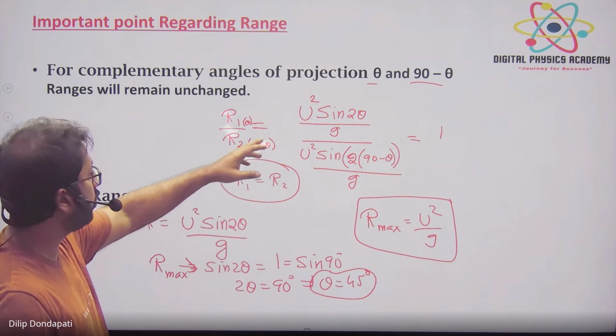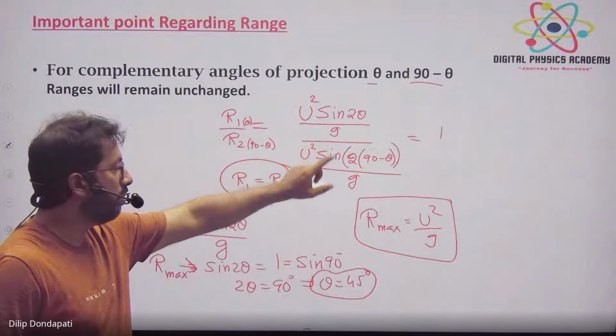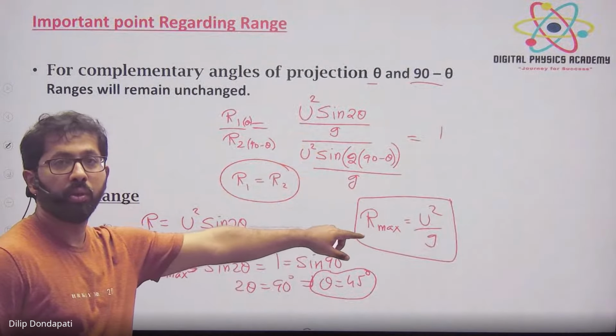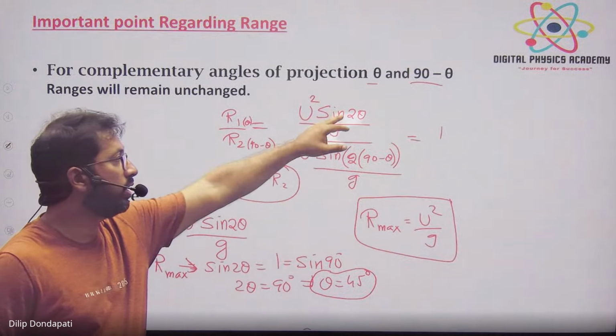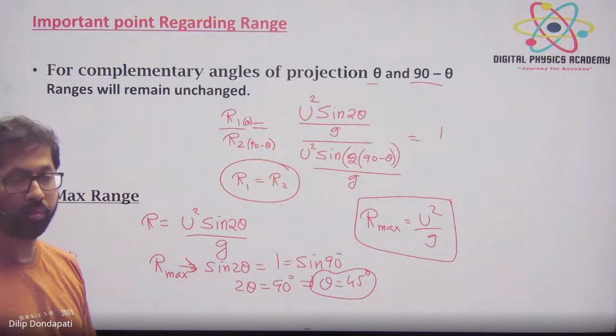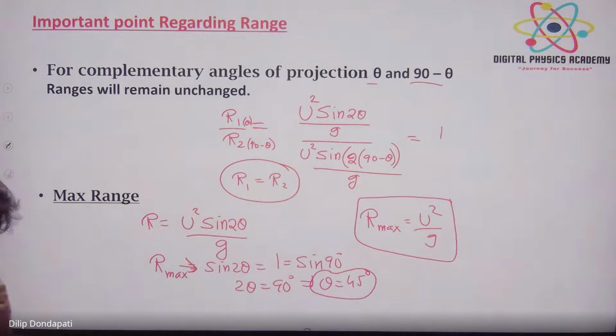Sir, so max range and the normal range formula is the same only, right? No. Normal range formula is u square sine 2 theta by g. Maximum range is u square by g, because theta is 45. 45 into 2 is 90. Sine 90 is 1. U square by g is the formula. Oh, got it, sir. Yeah, you can go to the next one.